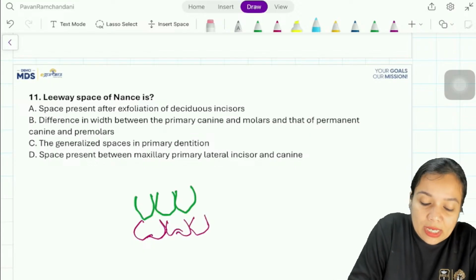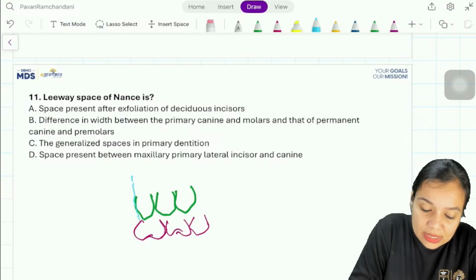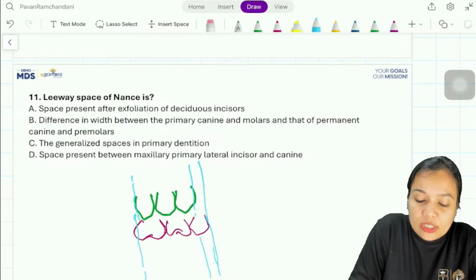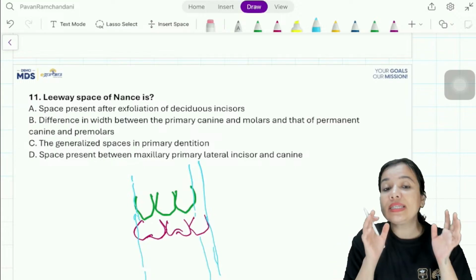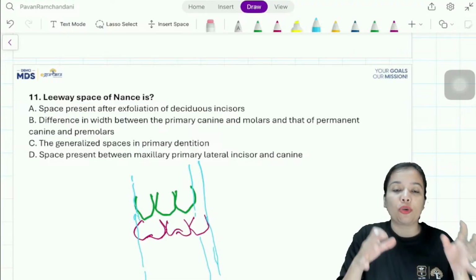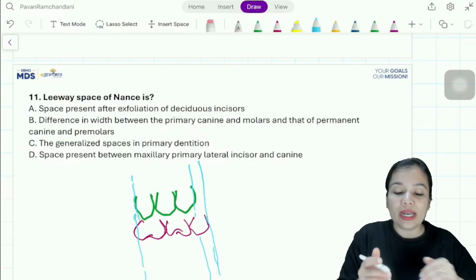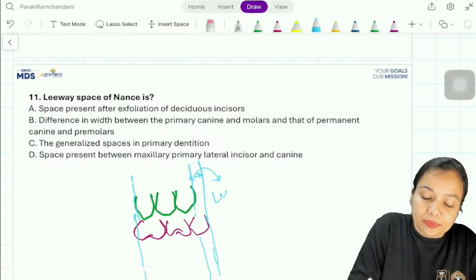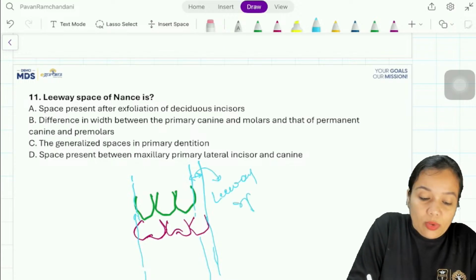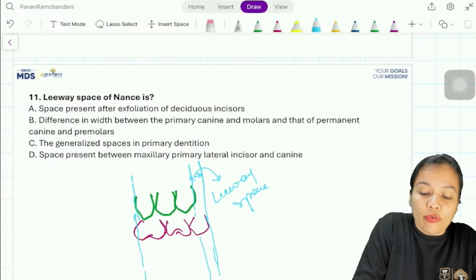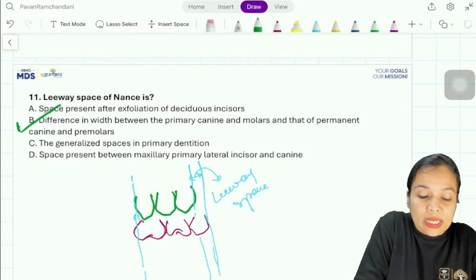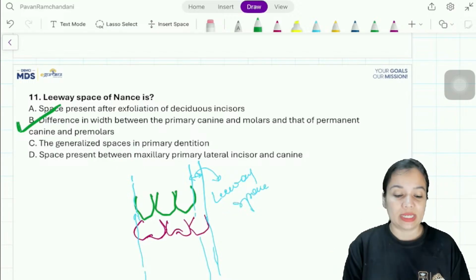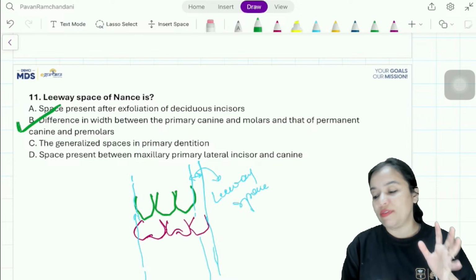The space occupied by these three permanent teeth is lesser than the space occupied by the primary teeth there. So the difference in space is called leeway space. The difference in the width of the primary canine and molars and that of the permanent canine and premolars is called the leeway space. The answer is B, leeway space.